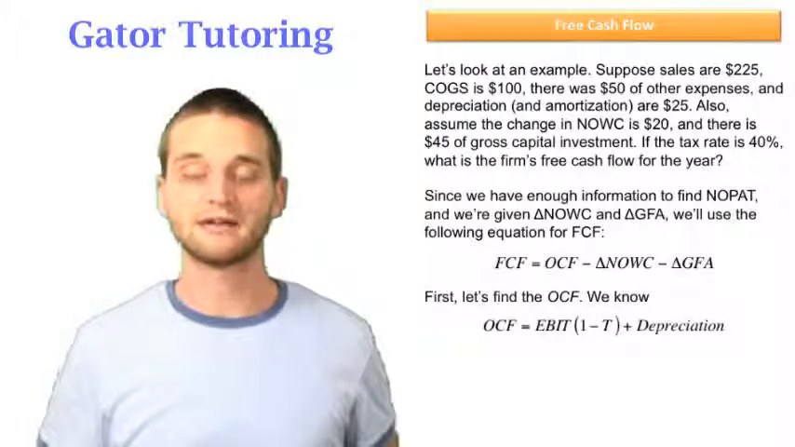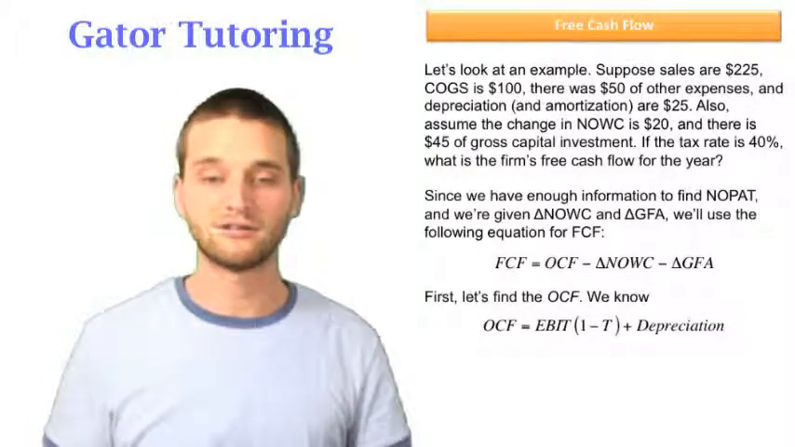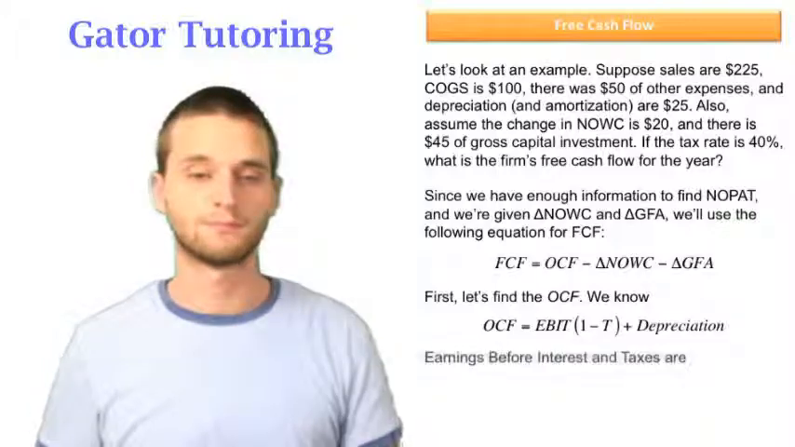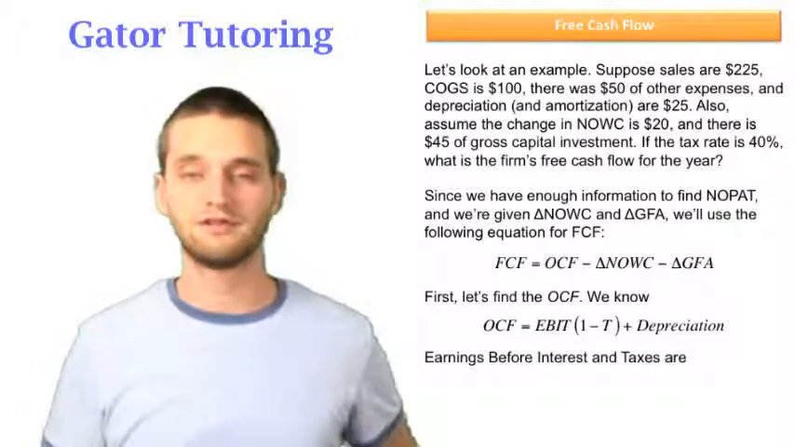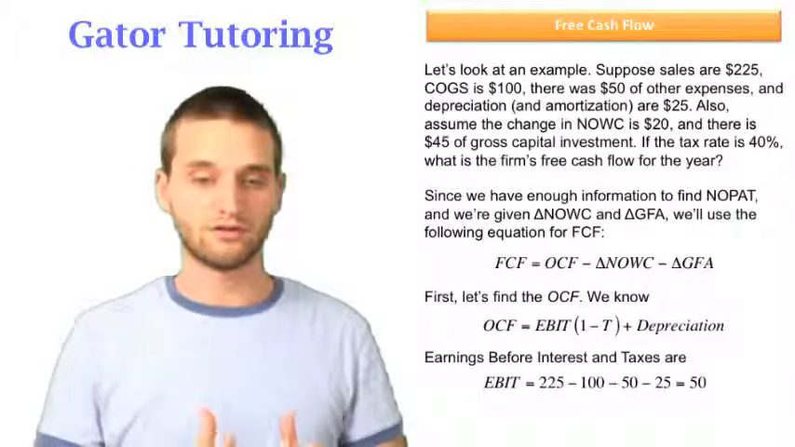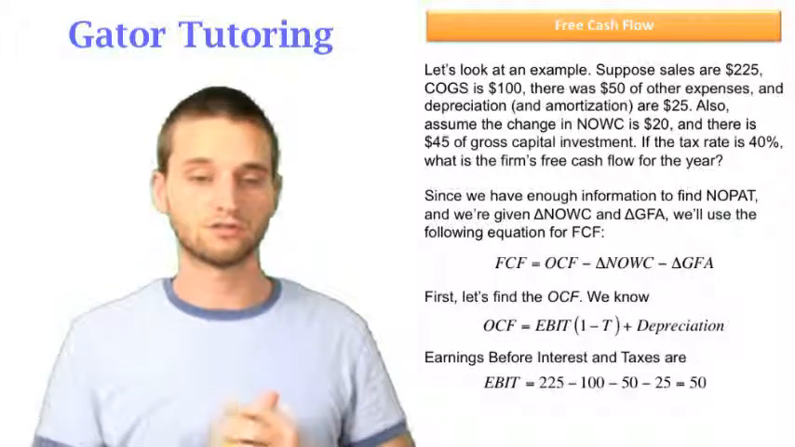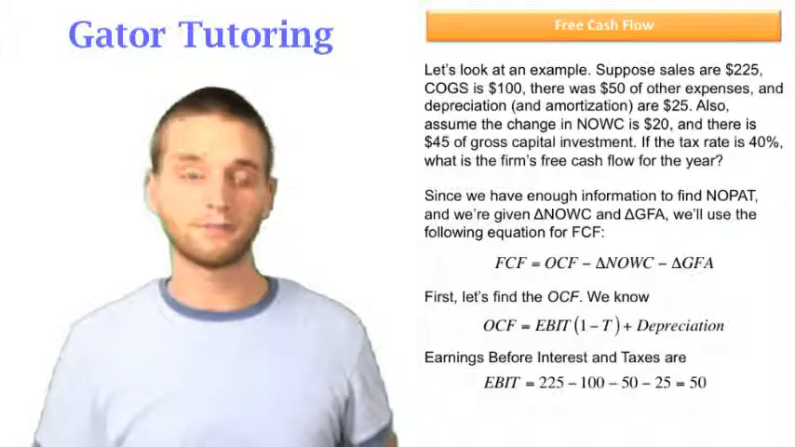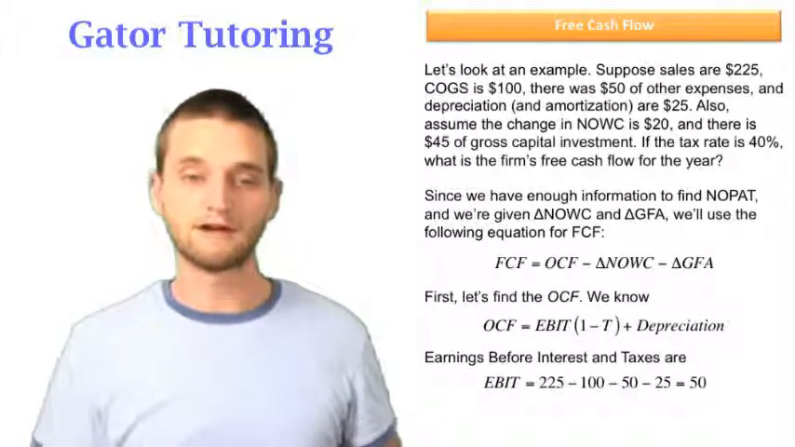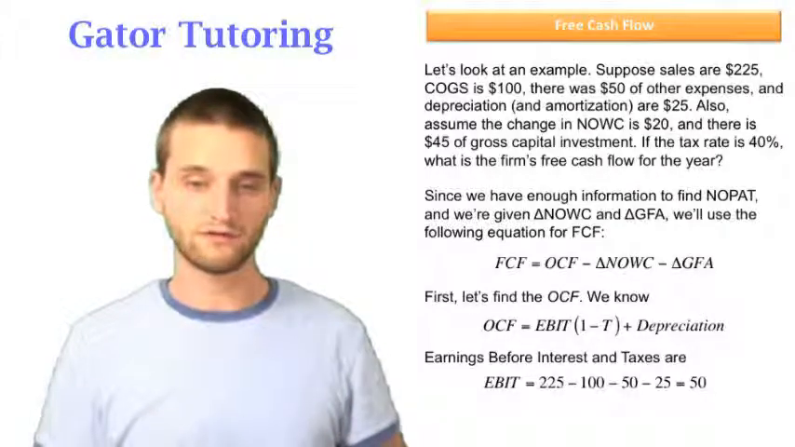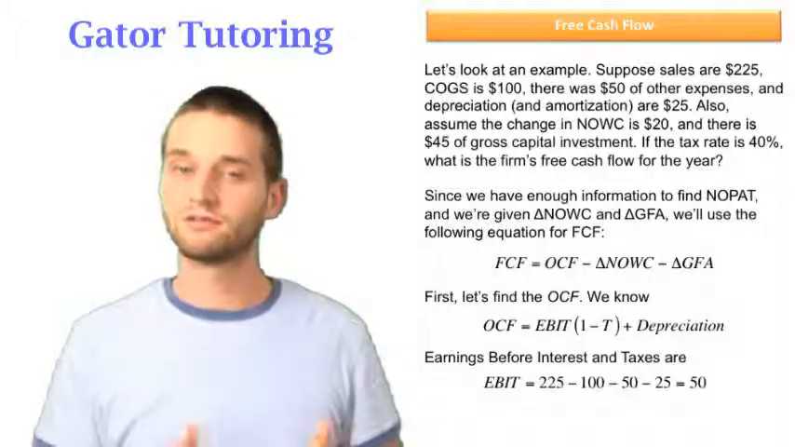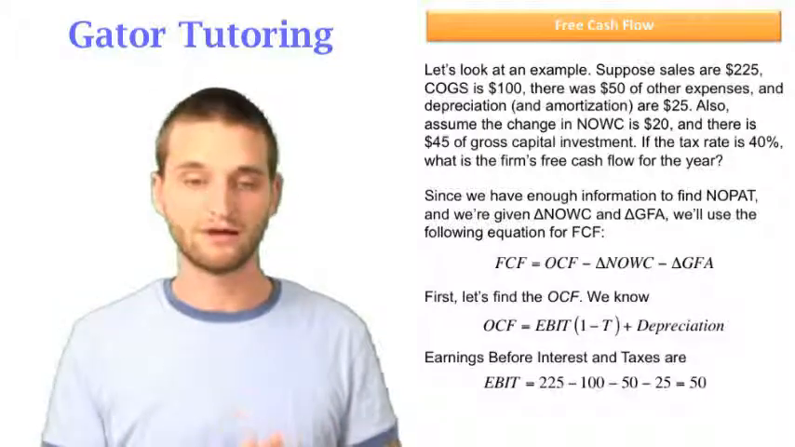We know that operating cash flow equals EBIT times 1 minus the tax rate plus depreciation. Earnings before interest and taxes, EBIT, is the $225 in sales minus the $100 in cost of goods sold minus our operating expenses of $50 minus our depreciation and amortization of $25. We get 50 for EBIT. This goes back to the income statement. This is how we find EBIT.